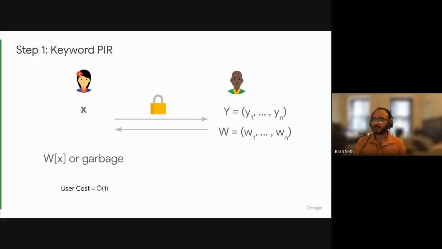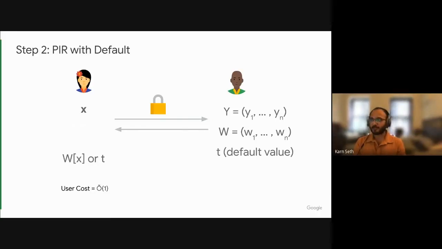From this, our first step is to build what we call keyword PIR, which allows the user, instead of querying an index, to query on a keyword or an ID, and to get back the weight associated with that ID. Now, this is actually not that hard to build, but the problem with keyword PIR is that if the ID is not in the server's data set, then the user retrieves garbage. So our main contribution, or the most complicated part of the paper, is getting rid of this garbage.